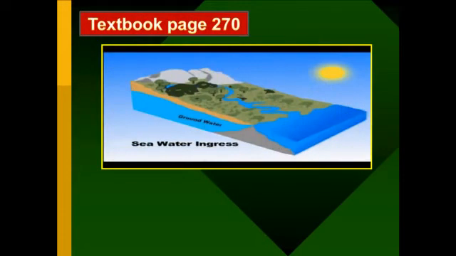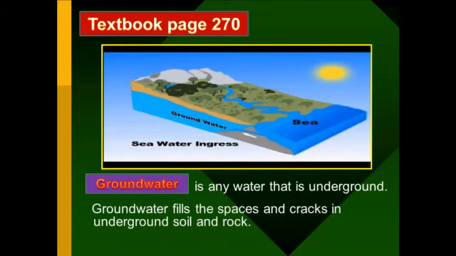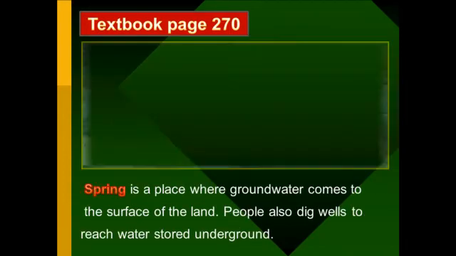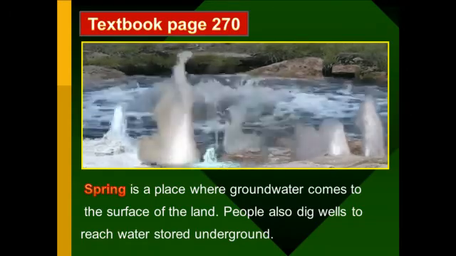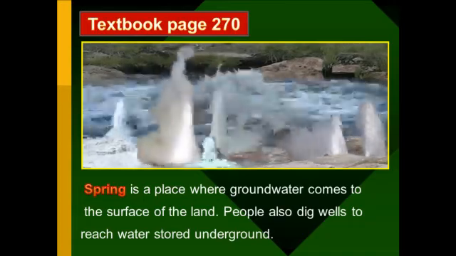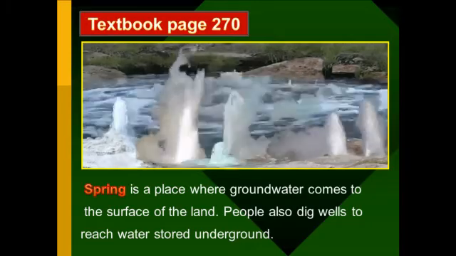And now we will proceed on textbook page 270 about groundwater. When we say groundwater, it's any water that is underground. Groundwater fills the spaces and cracks in underground soil and rock. Another one here, we have the spring. A spring is a place where groundwater comes to the surface of the land. People also dig wells to which water is stored underground.